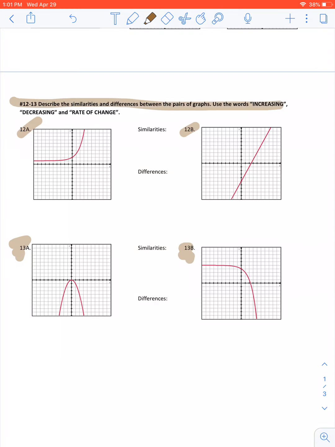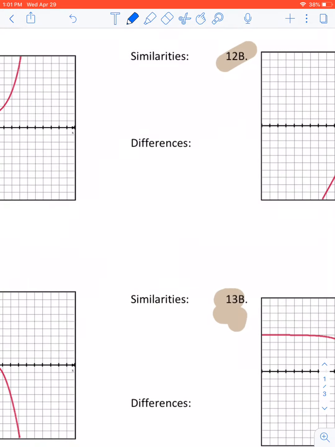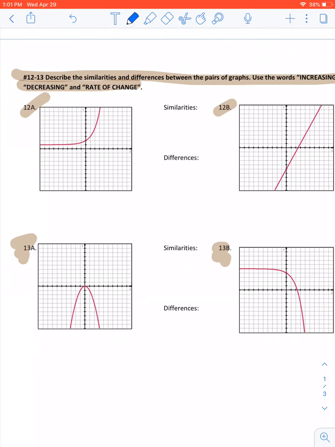The notes say, describe the similarities and differences between the pair of graphs. Use the words increasing, decreasing, rate of change, and you can also use other types of words as well. Those are just words we encourage you to use. So let's do 12 first. Let's look at it.